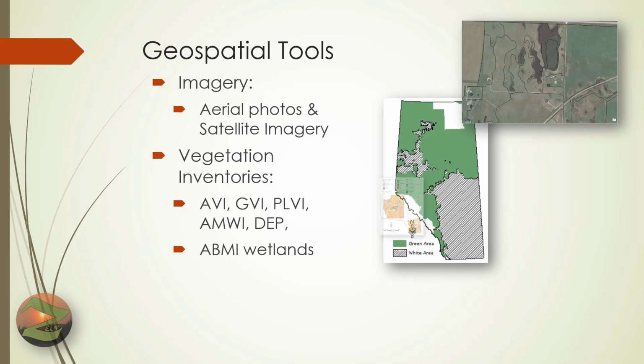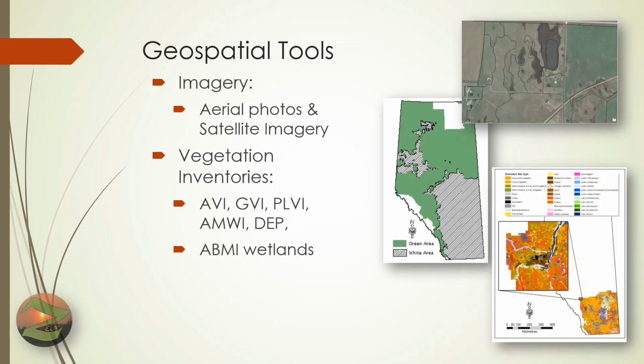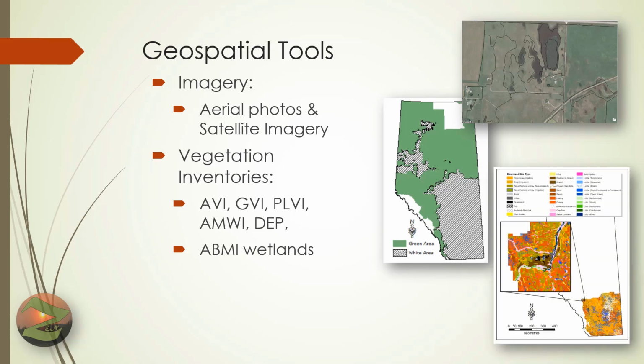There is a suite of land cover inventories that can be obtained. Some are free of charge, and some, mostly associated with the forested areas, are proprietary. These inventories include the Alberta Vegetation Inventory and Phase 3 forestry maps in the green area, Grassland Vegetation Inventory and Primary Land and Vegetation Inventory, which cover the parkland and grassland areas, and the Derived Ecosite Phase layer, which covers the ecotone between the white and green areas. The Alberta Merged Wetland Inventory, along with both the ABMI wetland and human footprint mapping, cover the entire province, except federal parks. These datasets can be downloaded and viewed and analyzed in a Geographic Information System, or GIS.